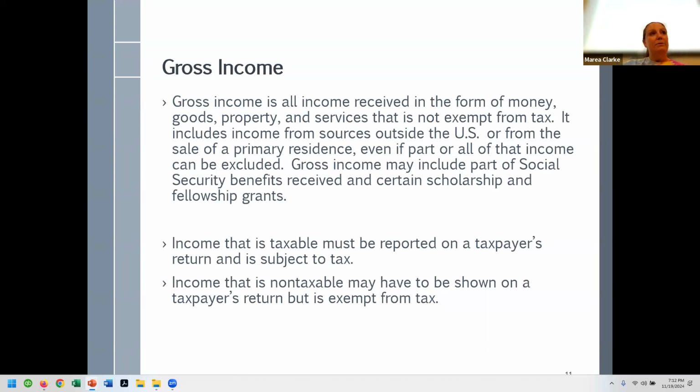Income that is non-taxable still may need to get reported on a tax return, even if you don't have to pay any tax on it. Sometimes it doesn't, sometimes it does. It just depends on the type of income.